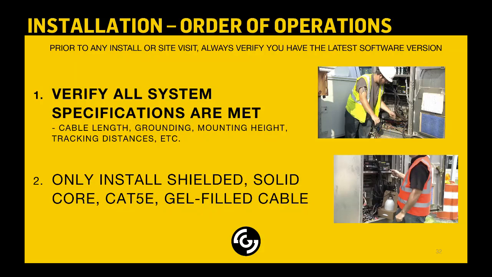And then only install the shielded solid core Cat5e gel-filled cable. The reason that you need the shielded, again, is because of all of the EMI and electrical interference that's out there that affects every piece of digital equipment. We are no exception. And so when you've got, you know, 300 feet of Cat5 cable running through the intersection, that's a lot of material to pick up EMI and affect the quality of our camera imagery. So you want to make sure you are using the shielded cable.